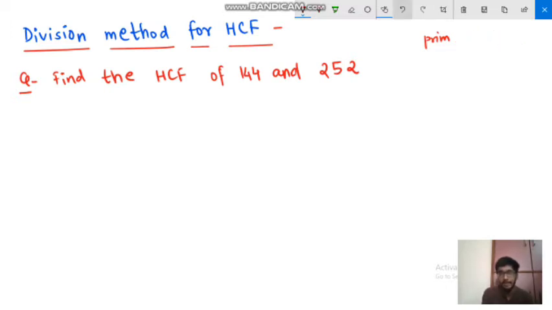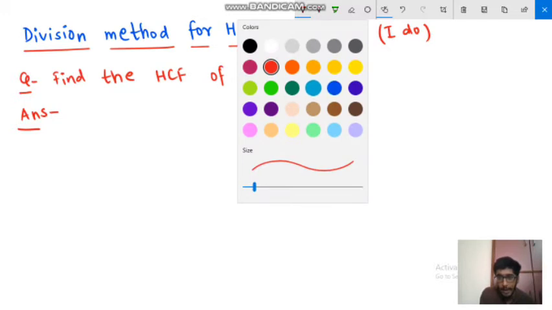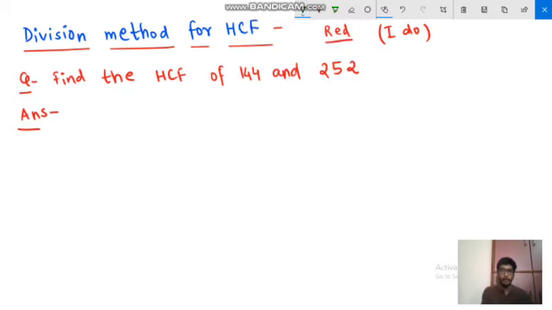This method is a little tricky, so you need to pay attention to the method and then you will be able to understand. So let us solve one question, understand the question, and then we will do it together. I will do it, and you just have to see. Your question is: find the HCF of 144 and 252. You have to find the HCF of these two numbers.